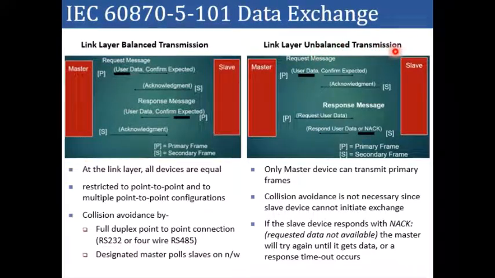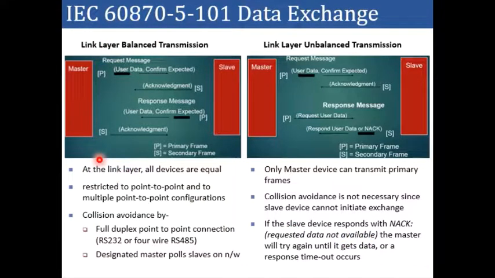Now in case of unbalanced transmission, since the slave cannot initiate any data processing, the master will first send the user data or confirmation expect request to the slave, and the slave will acknowledge. So this will basically initiate the data communication, and then when it gets the acknowledgement, it will send again the request for user data, and in return it will get the response, or it will get NSEK. So NSEK is nothing but the requested data not available.